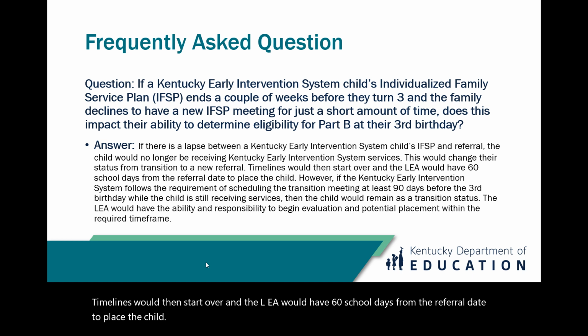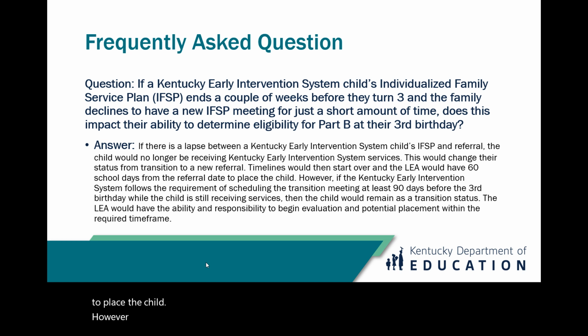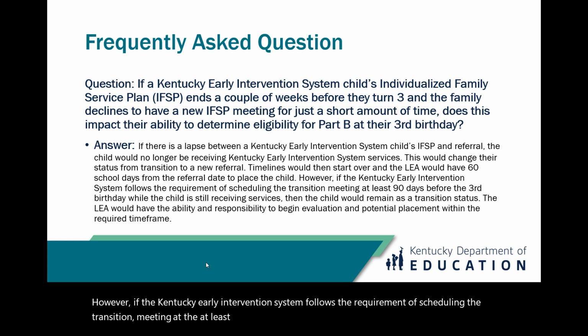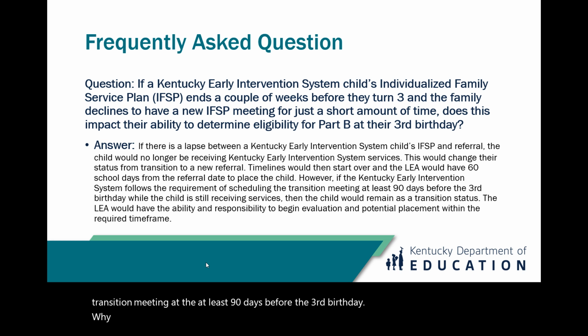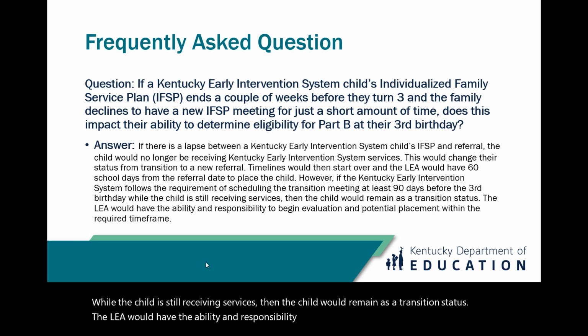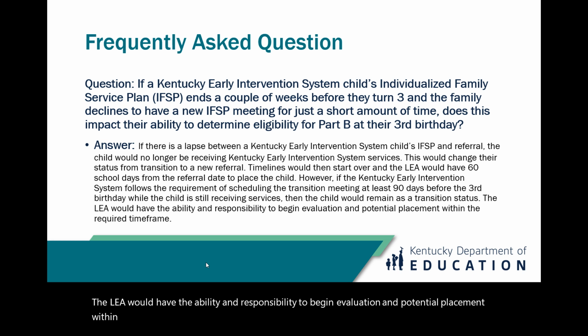However, if the Kentucky Early Intervention System follows the requirement of scheduling the transition meeting at least 90 days before the third birthday, while the child is still receiving services, then the child would remain in transition status. The LEA would have the ability and responsibility to begin evaluation and potential placement within the required timeframe.